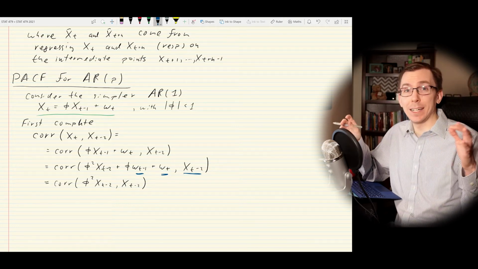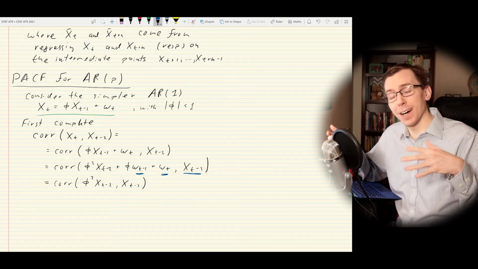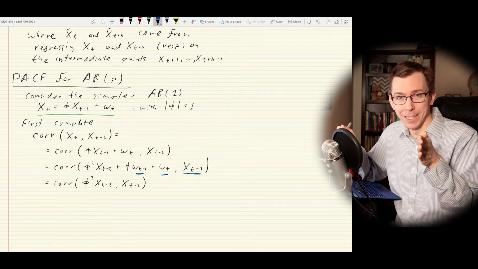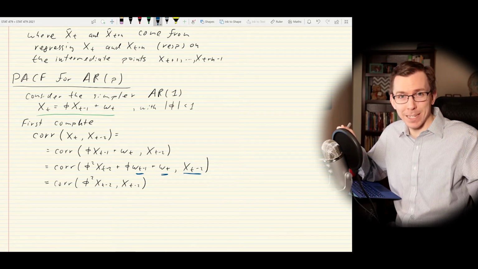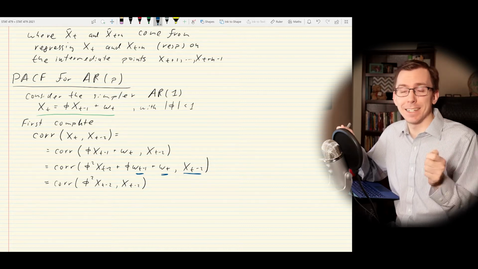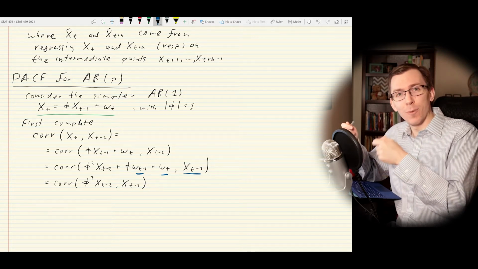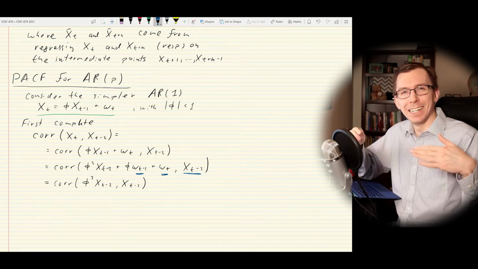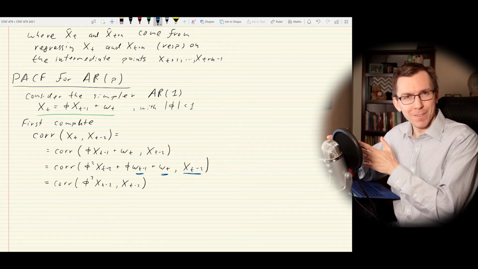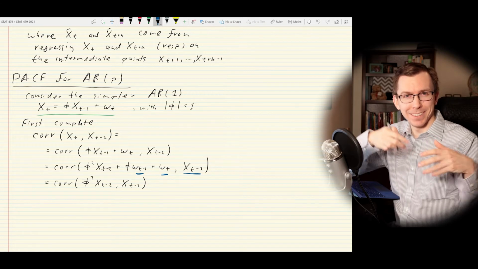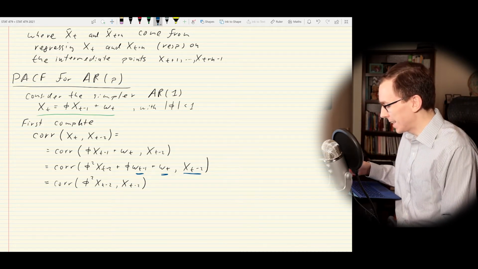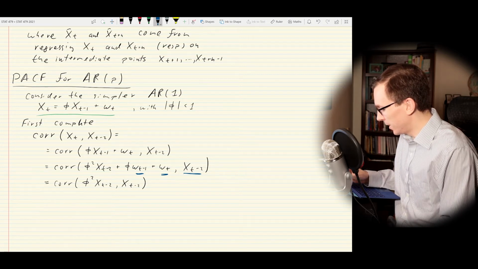Because remember, x_{t-2} is a causal linear process. That means it depends on white noise at time t-2, t-3, t-4, t-5, and so on. It doesn't depend on any future white noise values, and both t and t-1 lie in the future of t-2, right? If you have that kind of intuition going on. So because of the causality, all of this stuff ends up just being 0, and we don't have to worry about it.